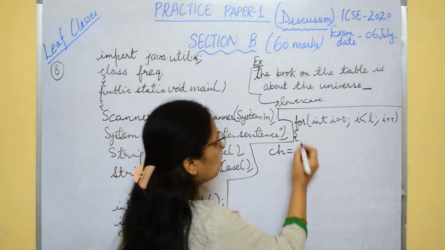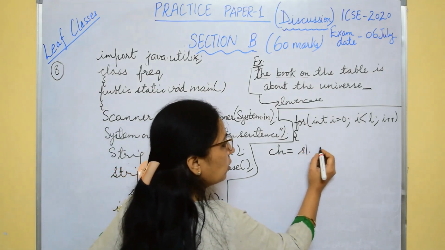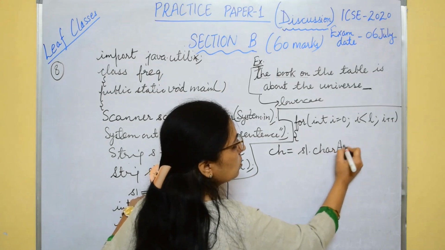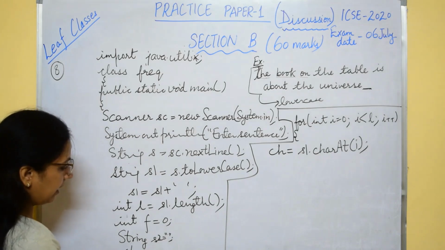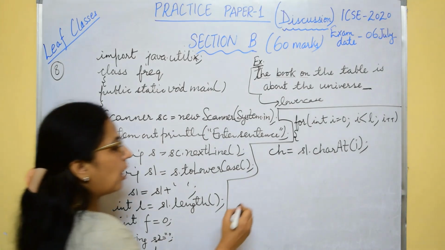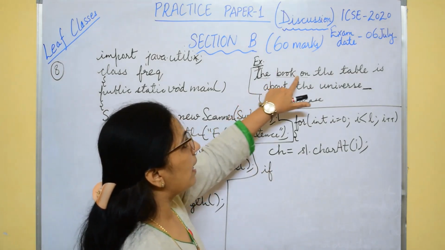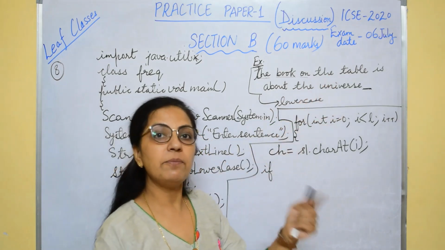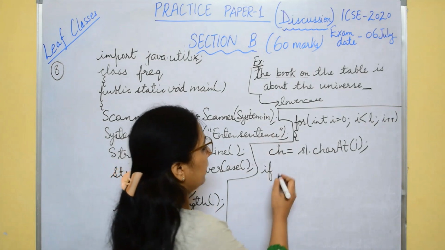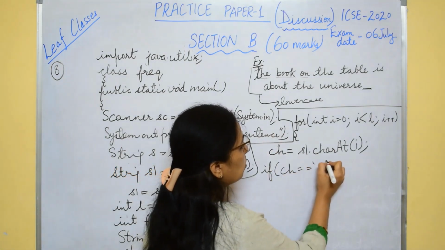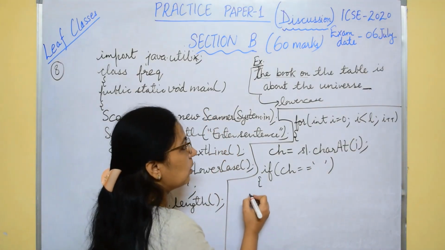ch equals to, from which string, which is converted into lowercase, that is s1. The charAt function is used to extract the characters one by one, and this ch we can declare here: char ch. Now we'll compare this ch. Whenever this ch value is space, that time we will check for the matching of the word "the". If ch is equal to space, then we'll check whether s2 is equal to "the" or not.